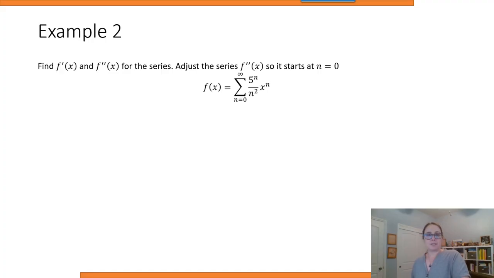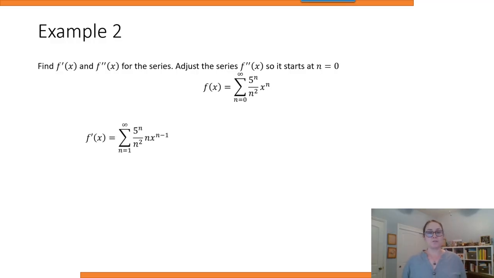And let's do some playing around with some of these properties that we were talking about. So here we have a function, f of x, or we actually have the same one that we worked in the first example. So 5 to the n over n squared times x to the n. Let's find its first two derivatives. And then we're going to adjust the second derivative so that it starts at 0.